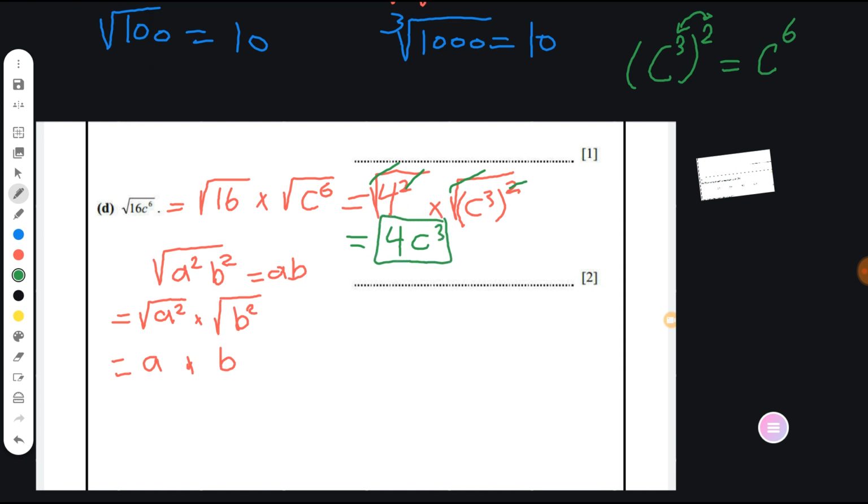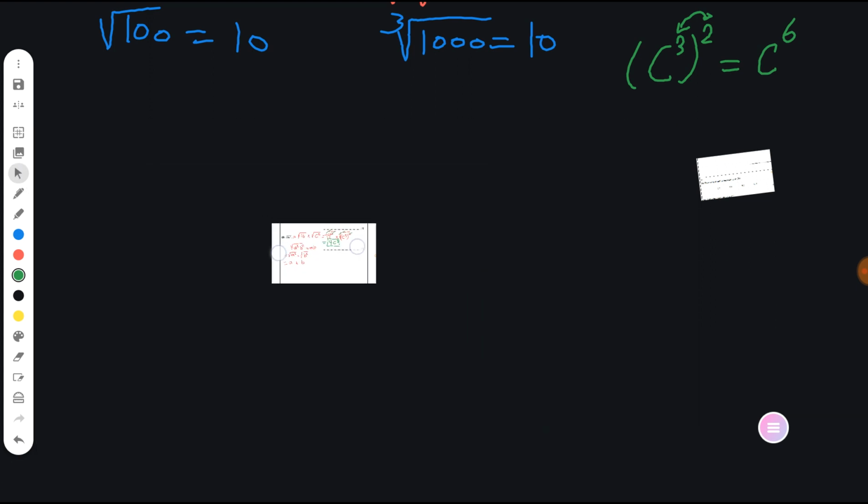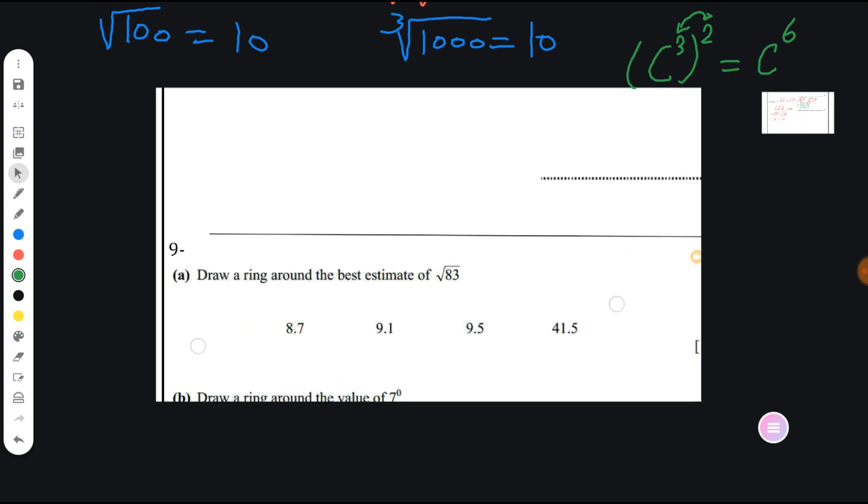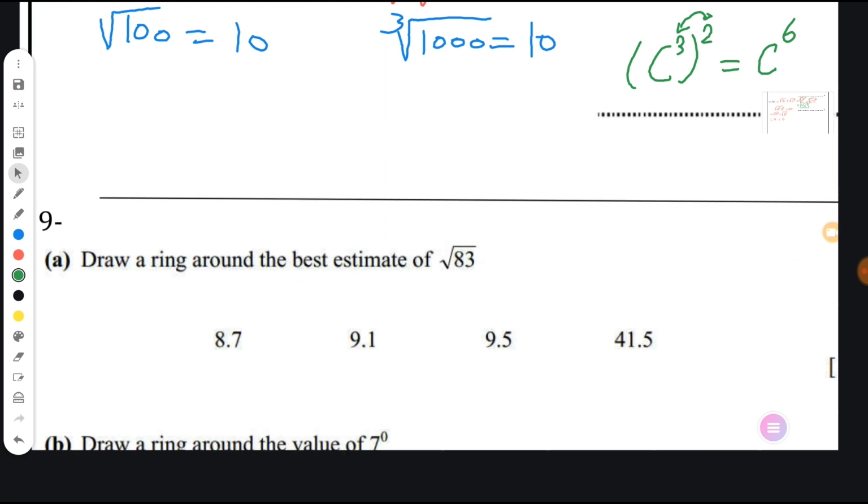This is what we cover in paper 1 about this lesson. What about paper 2? I have a question covering this lesson in paper 2 too. Like the following. In paper 2, you can use the calculator, but actually, if you use the calculator, you must think, because it's not a perfect number. He is asking here, draw a ring around the best estimation for square root of 83. Actually, you must think, because you will find a big number on your calculator.